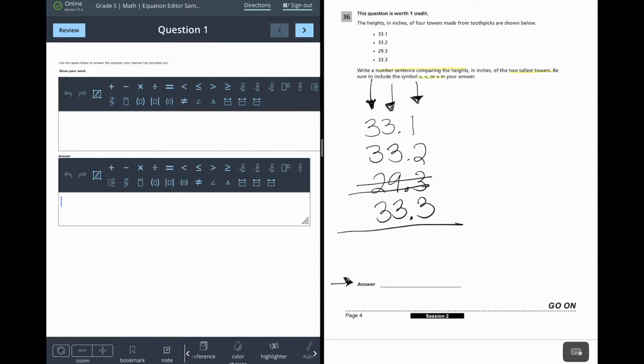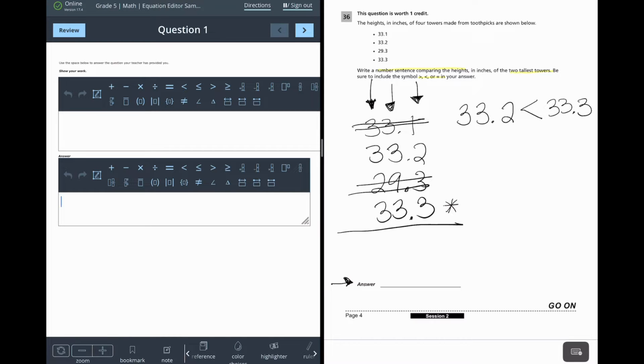And here the smallest one is 31 and 1/10. So these are the 2 biggest, tallest values, so 33 and 2/10 and 33 and 3/10. Which one is bigger? We know this one is the bigger one. So we're going to write this down as 33.2. This is the smaller one, so I'm going to use this way.